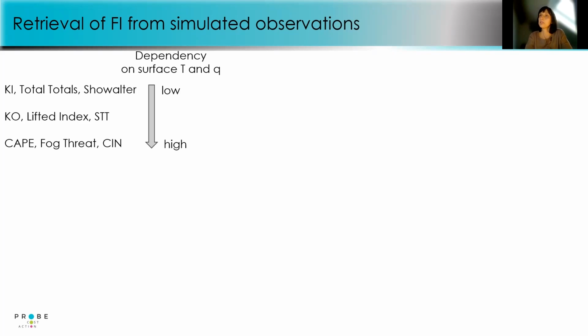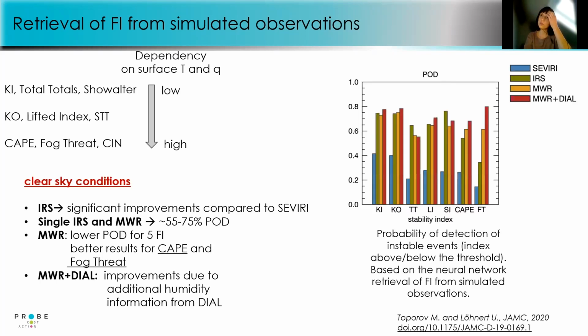So we developed a retrieval and applied it to 7 years of simulated observations of SEVIRI, the infrared sounder, the microwave radiometer, and the combined ground-based sensors, microwave plus DIAL. Here you see the probability of detection of unstable convective events for 7 indices.